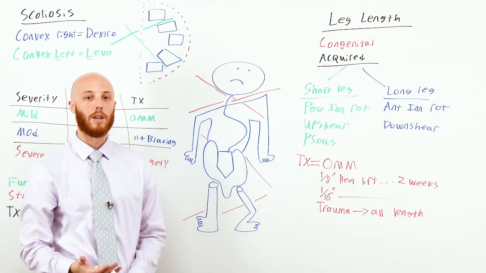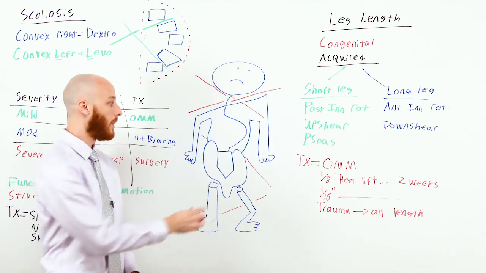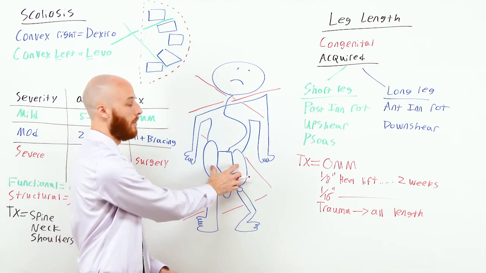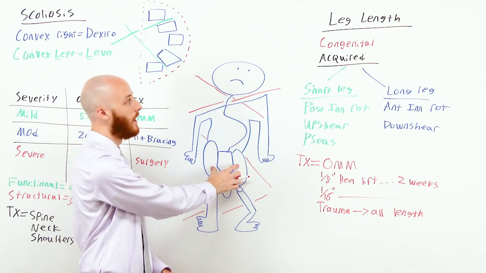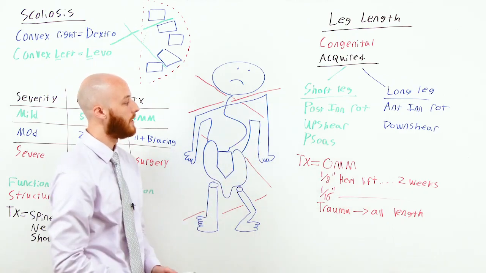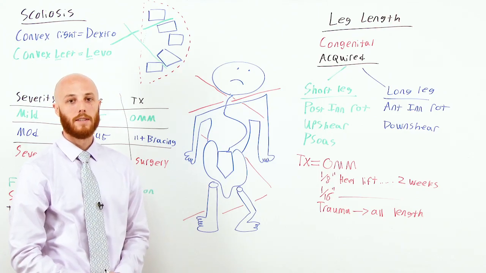So in this lecture, we went over scoliotic curves, the different severity types, really had to focus on different compensatory patterns and common areas that you can find compensation, and then we went over leg length discrepancies and shoe lifts. And that's OMM for scoliosis and leg length.